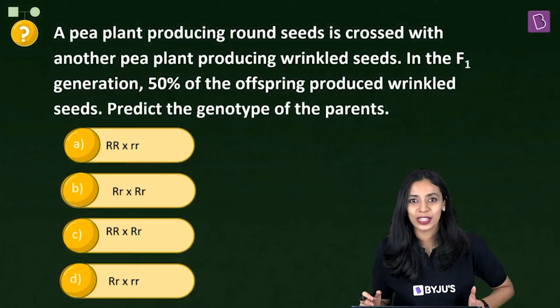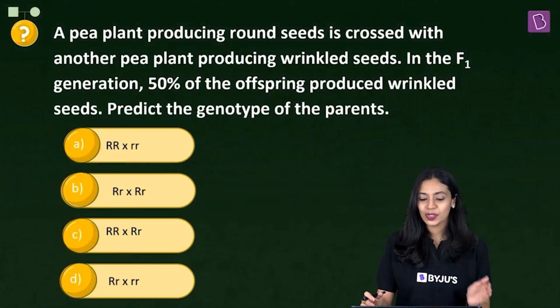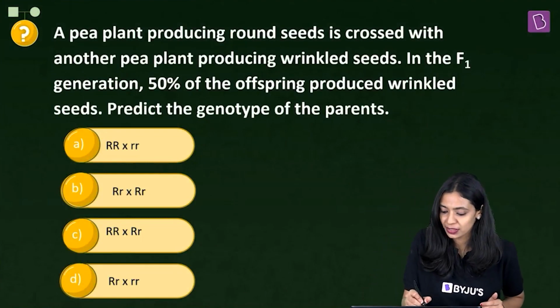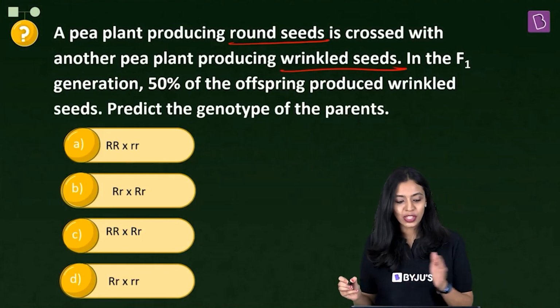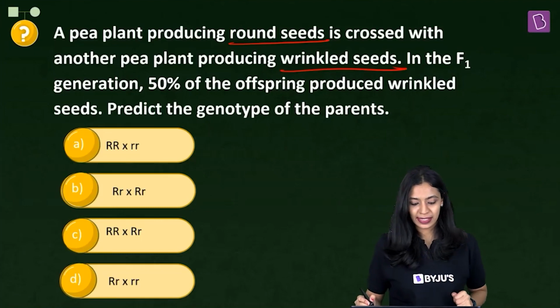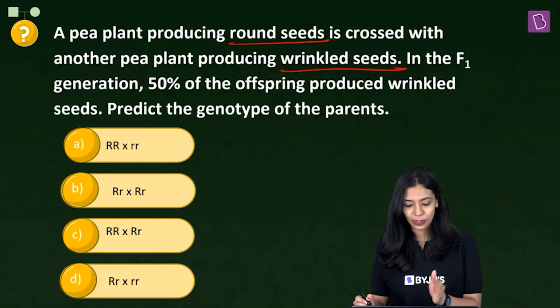Here is an interesting question. A pea plant producing round seeds is crossed with another pea plant producing wrinkled seeds. In the F1 generation, 50% of the offspring produced wrinkled seeds. Predict the genotype of the parents.